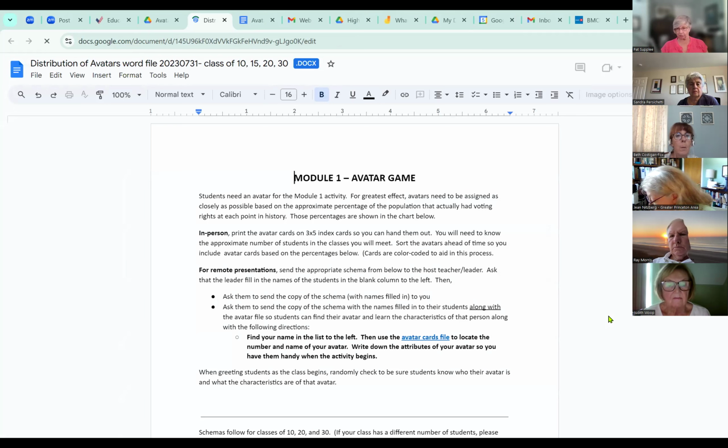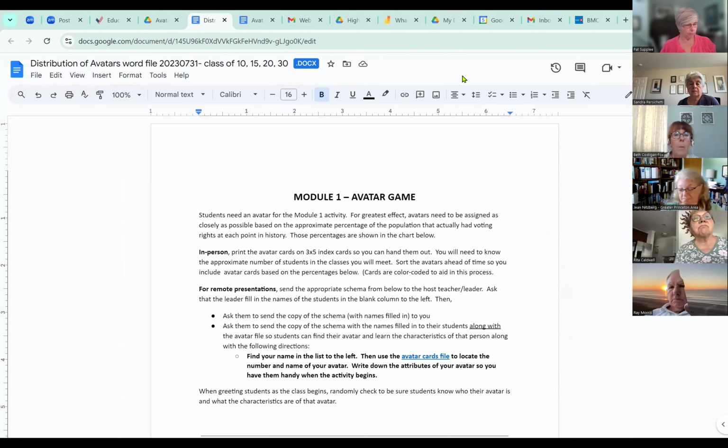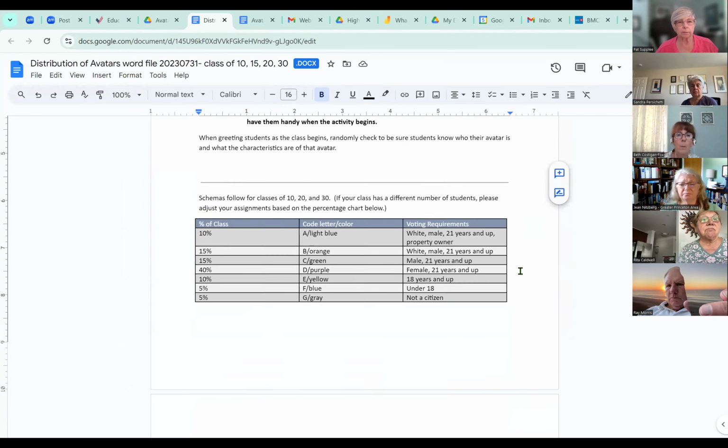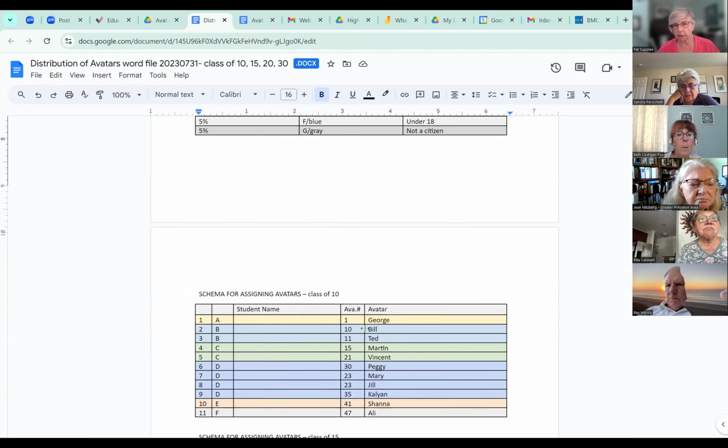And you and I are going to do this now because you're going to have an avatar. So we have how many people here? We have 1, 2, 3, 4, 5, 6, 7. All right. We have 7 people here. So if you scroll down, this is the actual percentage in each case. So 10% get the vote first, 15% during the westward movement, 15% when we move up to the Civil War, and then 40% when women get the franchise.